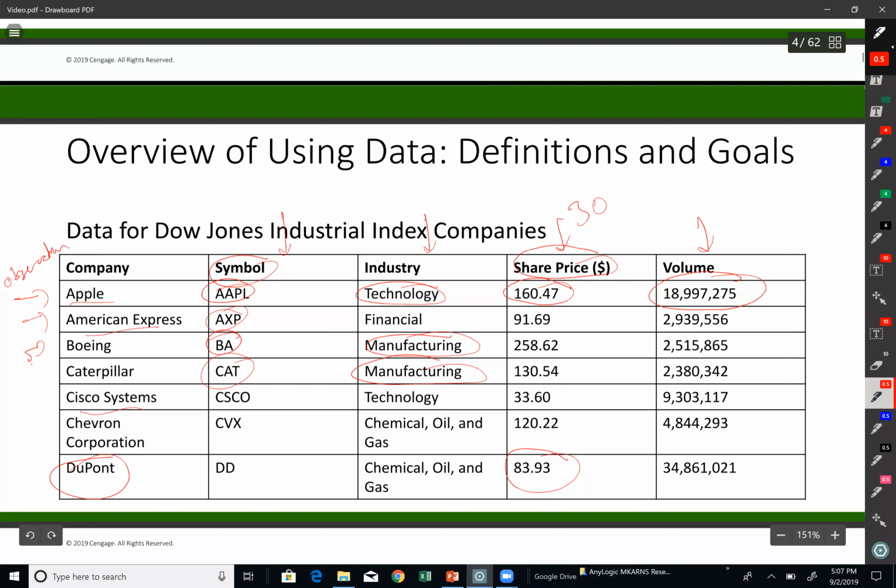And variation of this could be based on time. For example, if I look at the same data 1 year later, the share prices will change and volume will change. So variation can be understood by that.